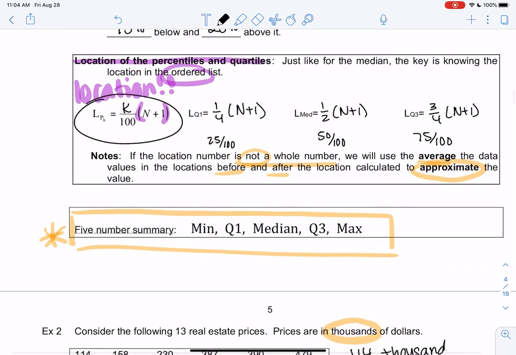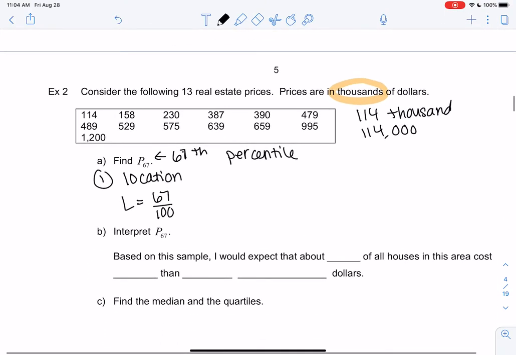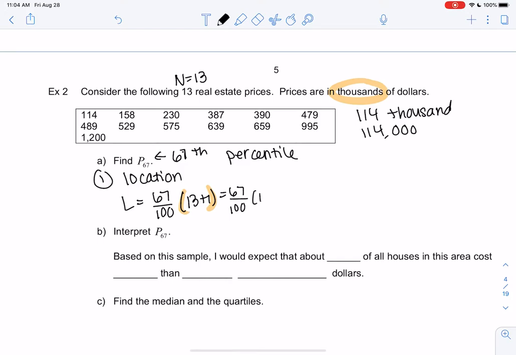Times the sample size plus 1. So n would be 13 here. So 13 plus 1. If you're using your calculator, you're going to do 13 plus 1 first because of the parentheses, and you get 14. And then just do 67 over 100 times 14, which is 9.38.